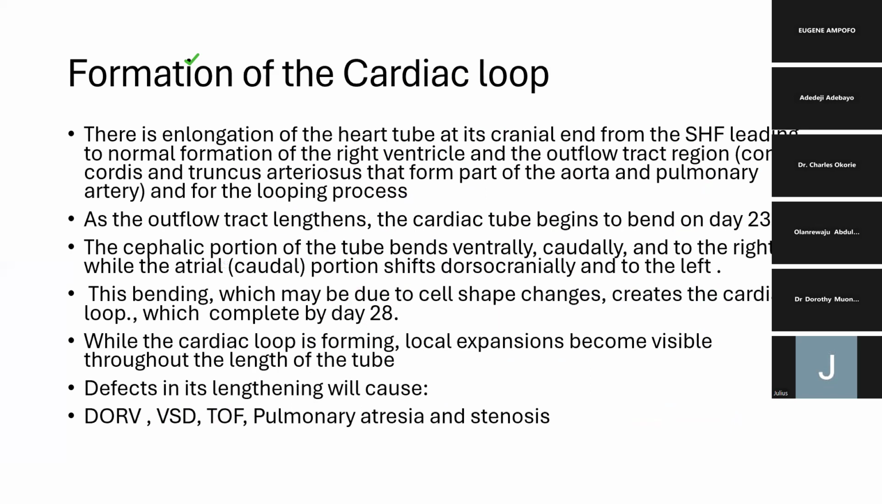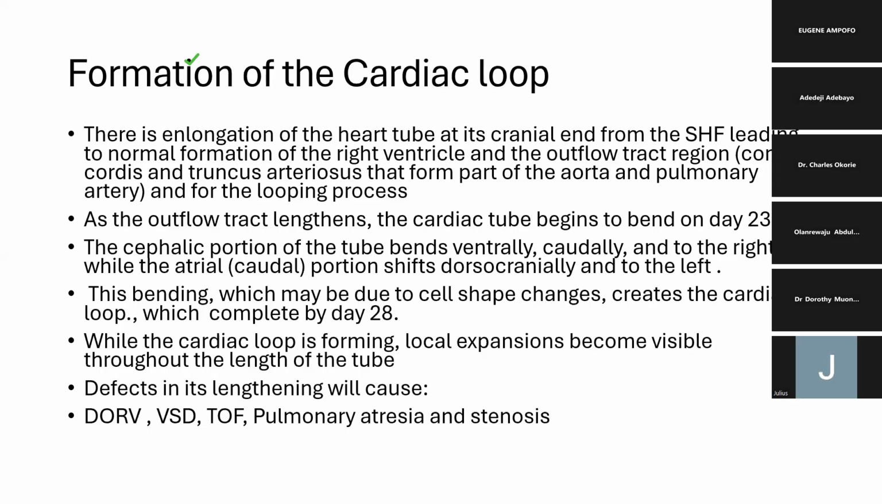Now, formation of the cardiac loop is also an important step in the development of the heart. There is elongation of the heart tube at the cranial end from the secondary heart field, leading to normal formation of the right ventricle and the outflow tract region, the conus cordis and truncus arteriosus, that form parts of the aorta and the pulmonary artery, and for the looping process.